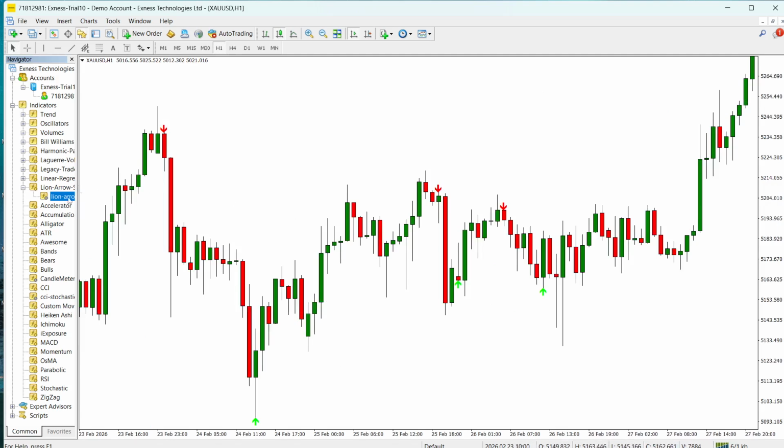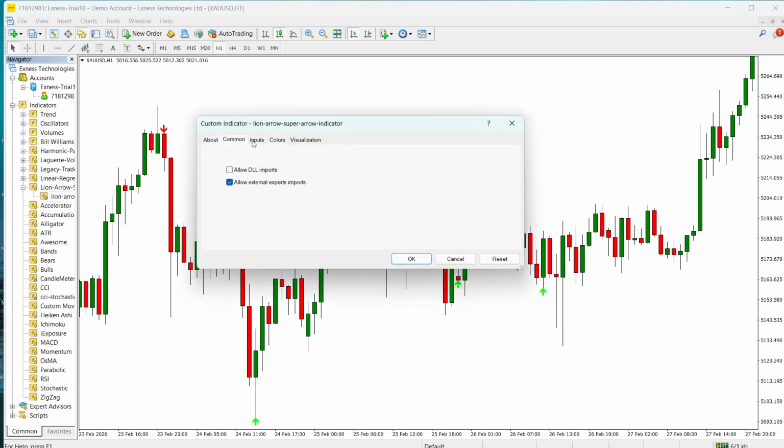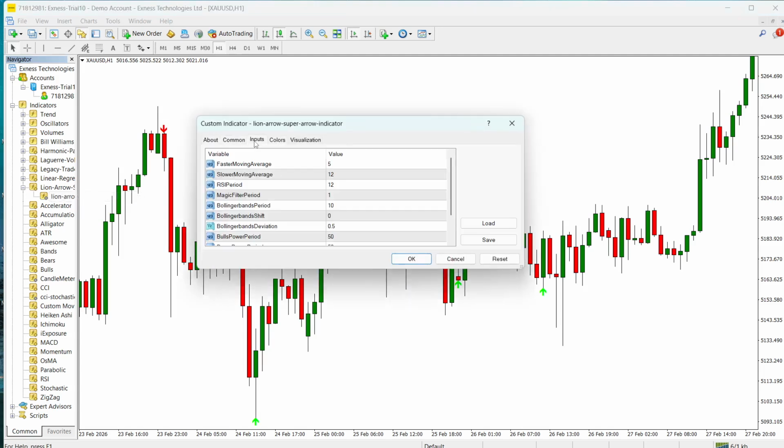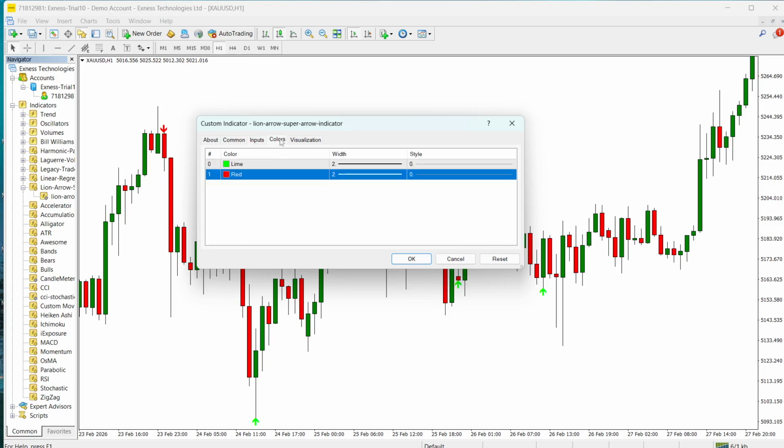As for the indicator settings, let's take a look. The settings generally include the signal calculation period, sensitivity parameters that affect arrow frequency, and options for alert notifications. Display options such as arrow color, size, and style are usually customizable.